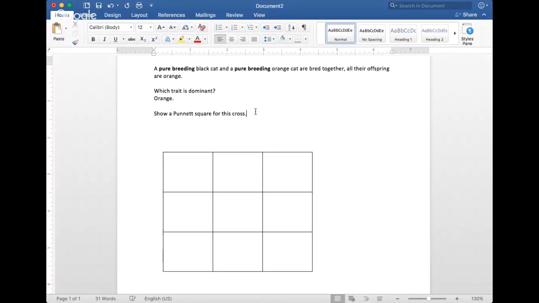Let's go on to our Punnett square for this cross. You can't just jump into the Punnett square. You've got to do some setup first. The first thing we're going to do is choose our letters. I'm going to do F for fur. Big F is dominant, and we know that orange is dominant, so big F is going to be orange. Little f is going to mean black.